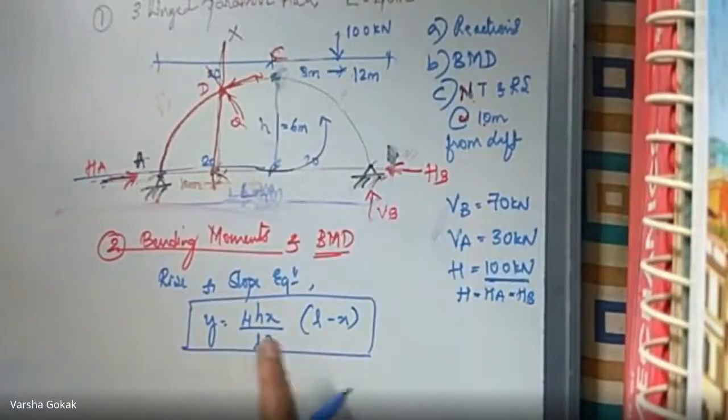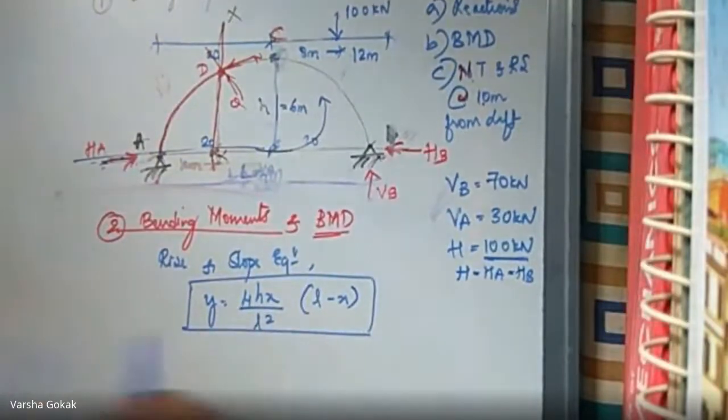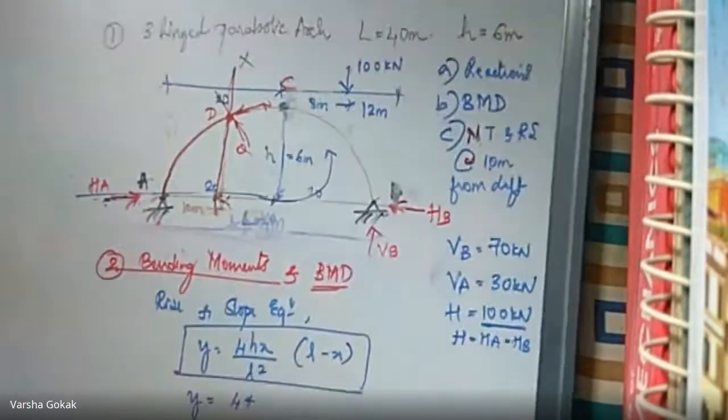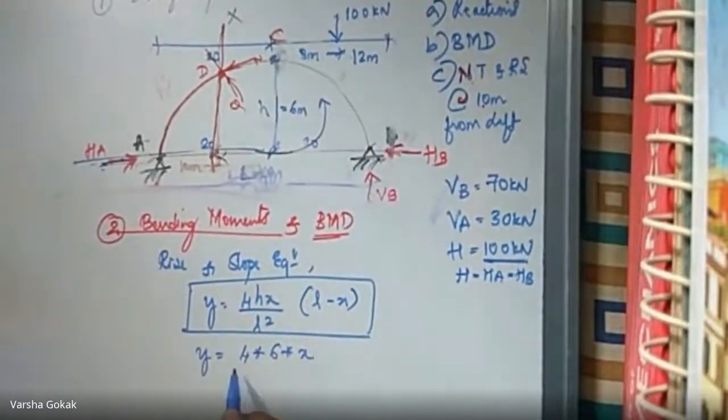Always, I have to make use of this. That means you have to practice this equation. Now, what we will do, this first I will write generalized. So, y equal to 4 times, what is the value of h? It is 6. X we do not know. We will keep x as it is.